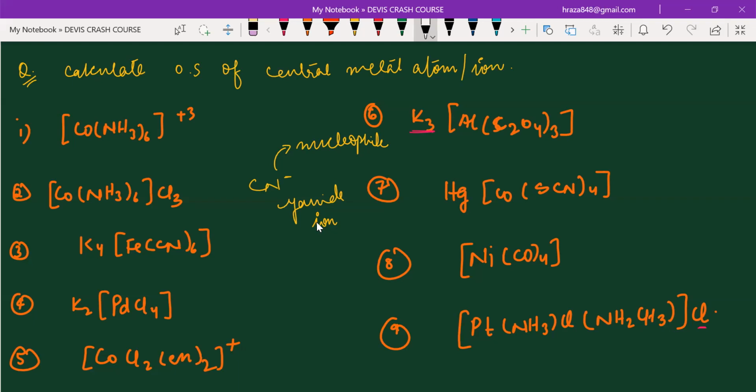Wait, SCN will have what charge? Thiocyanate, SCN minus it will be.